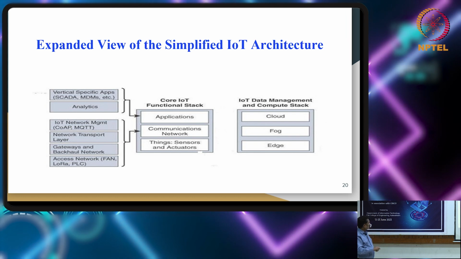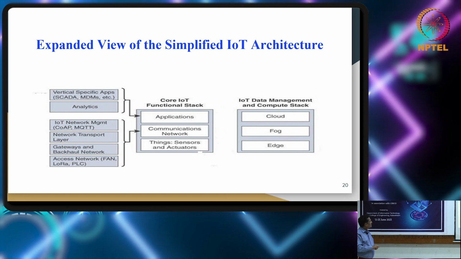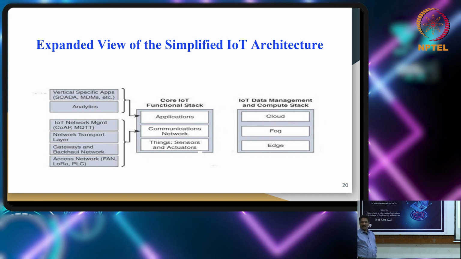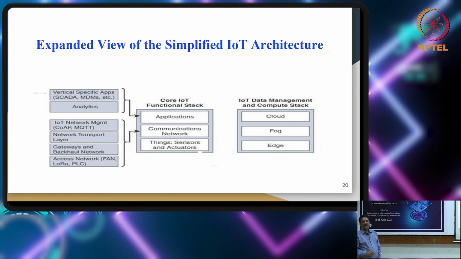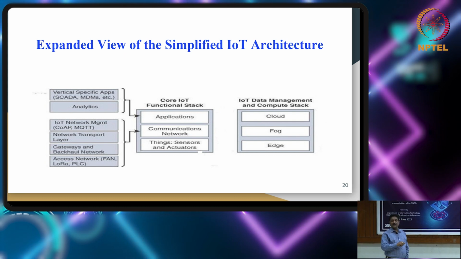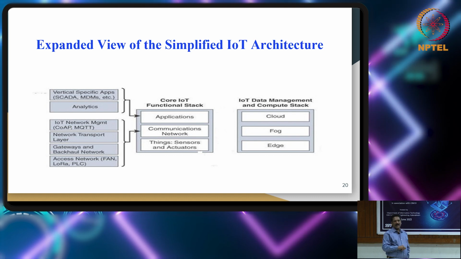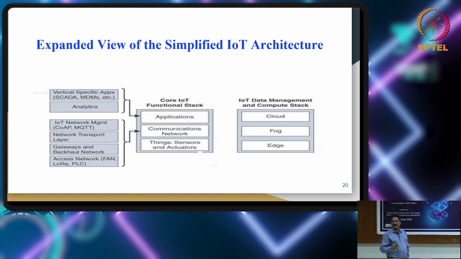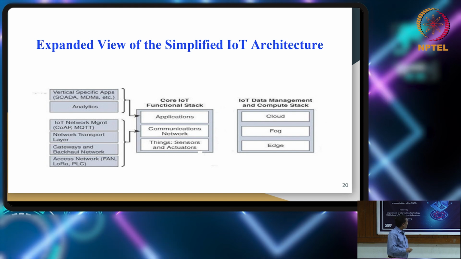The first model is mainly used for analytics. The analytics come under vertical specific apps, something like SCADA. SCADA is supervisory control and data acquisition. MDM is one type, meter data management. Similarly, a number of things are available, vertical specific. I am not going to discuss this in detail. This is not for the class to get marks; you should understand that, and those parts come under analytics.